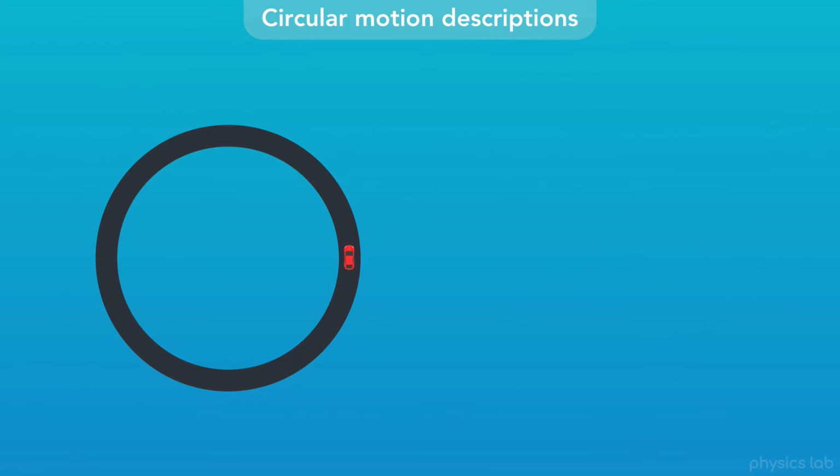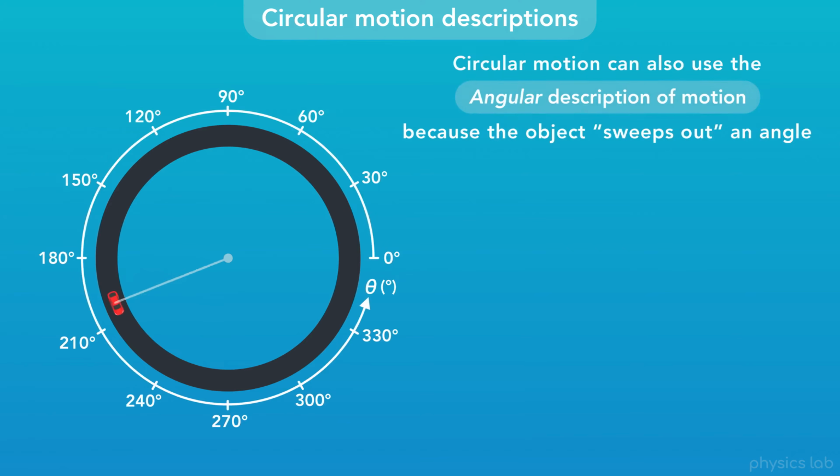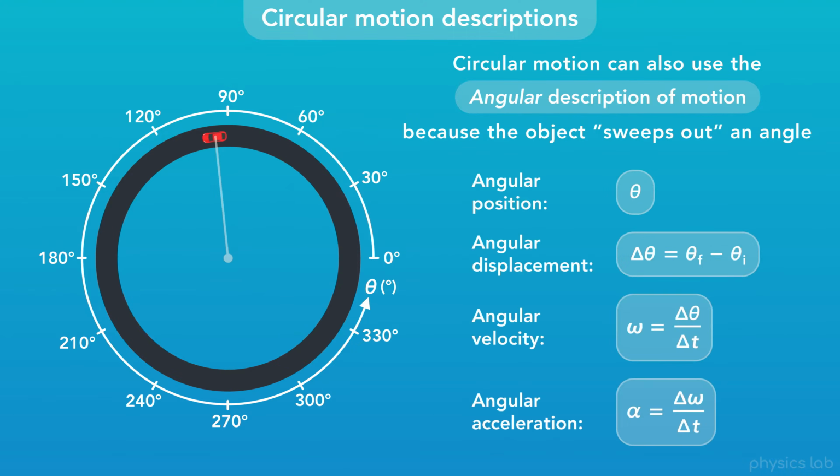Now imagine we draw a line between the center of this circle and the car, which follows the car as it moves. When we look at it this way, we find that circular motion can also use the angular description of motion, because the object sweeps out an angle as it moves. So even though the car is an object in circular motion, it's possible to describe its motion using angles, and we can use the units, axis, variables, and equations from the angular description of motion.